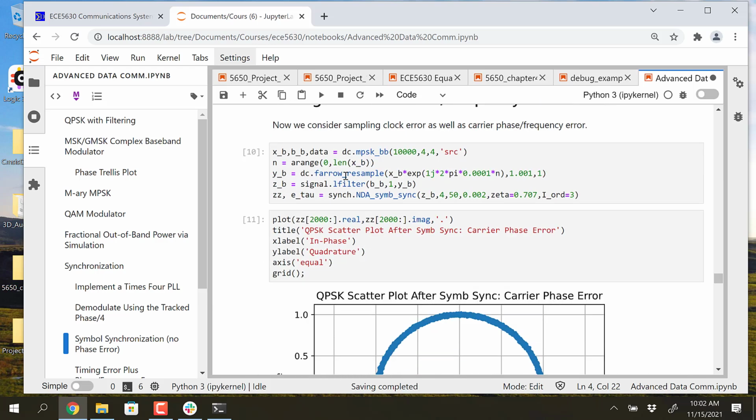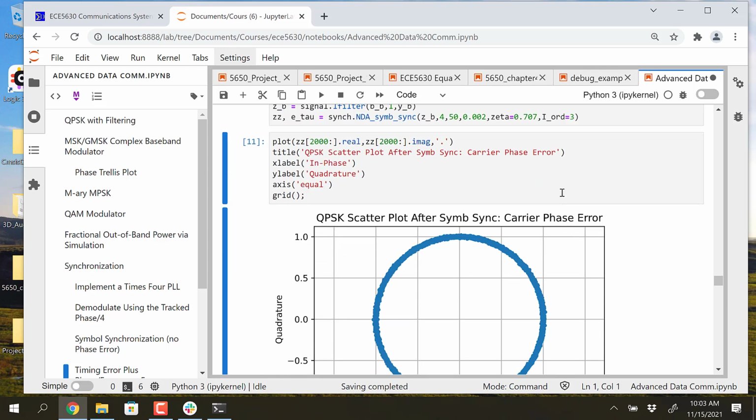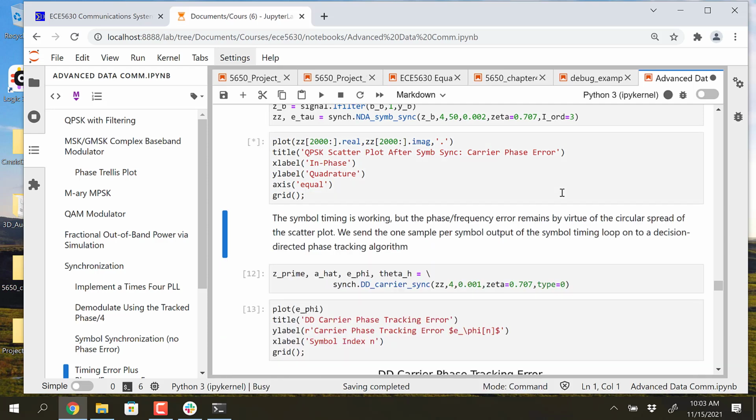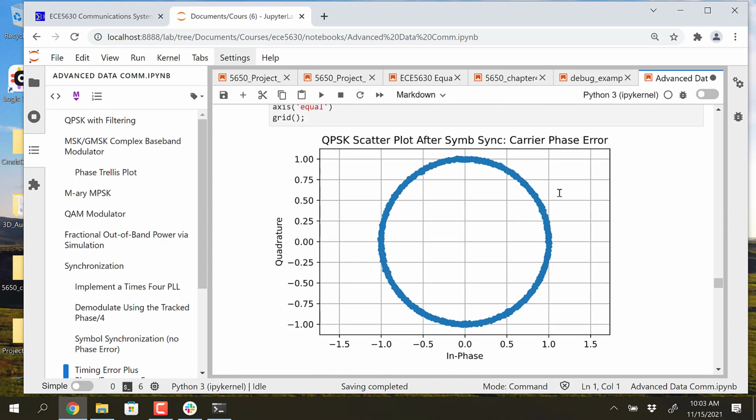So now what I'm going to do is Farrow resample like I was doing before, and then rolled up inside of here I'm going to put in a small amount of frequency error as well. So the signal is going to be spinning and the samples are asynchronous. Sound like fun? So I do that, go through the matched filter, and then I do the NDA symbol sync, and it's running over 10,000 samples, and then I look at the scatter plot, and I say, it looks good.